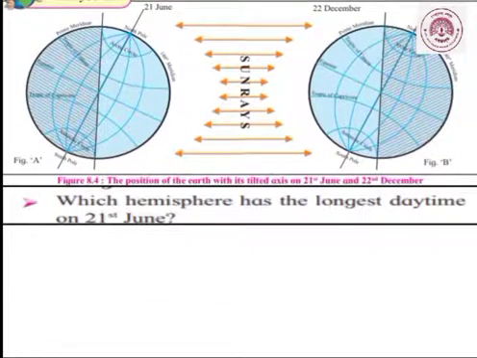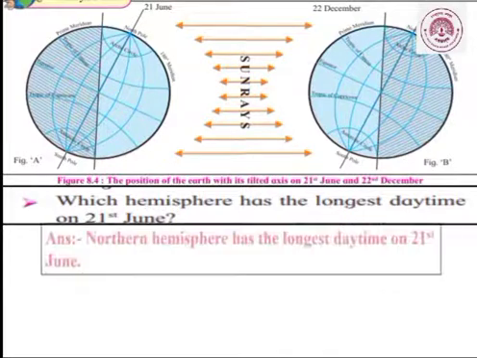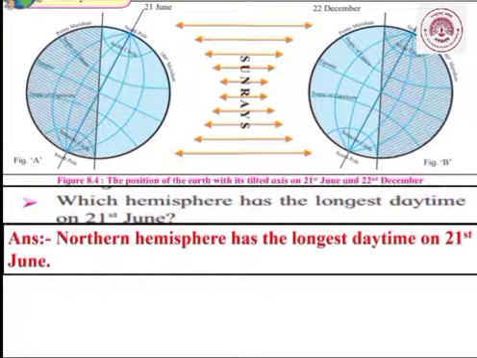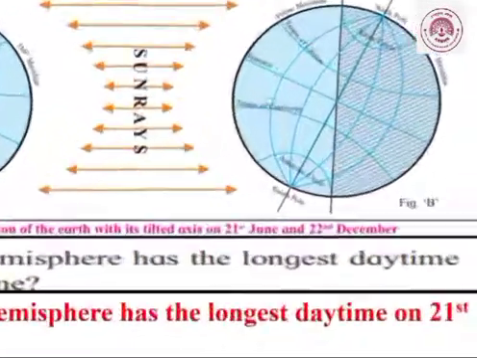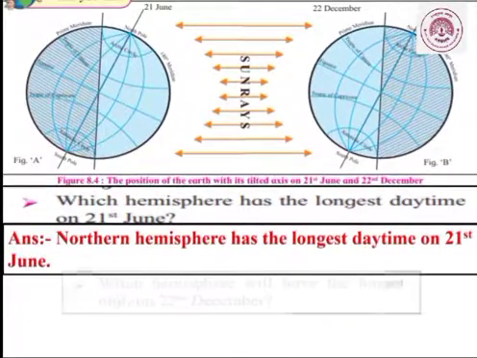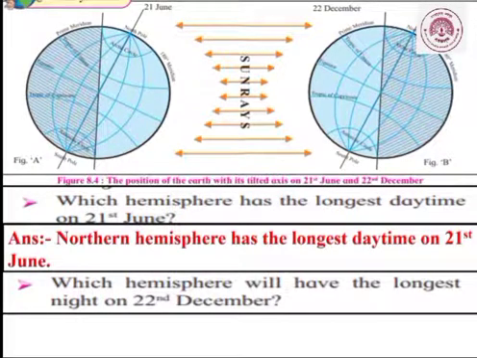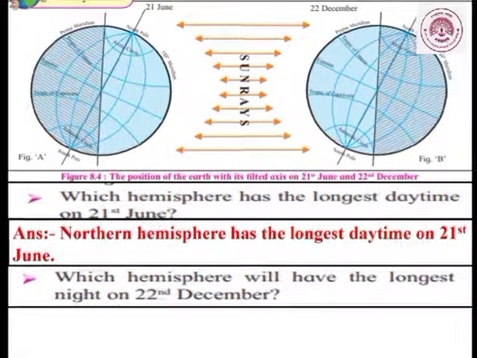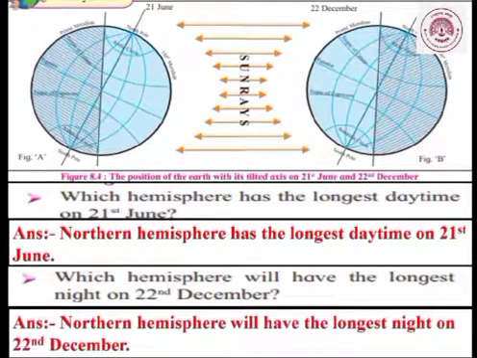Next question. Which hemisphere has the longest daytime on 21st June? The northern hemisphere has the longest day on 21st June. Then, which hemisphere will have the longest night on 22nd December? Northern hemisphere will have the longest night on 22nd December. Now, if you see carefully on both the globes, children, this answer you can make out by the shaded part and the enlightened part of the globe.